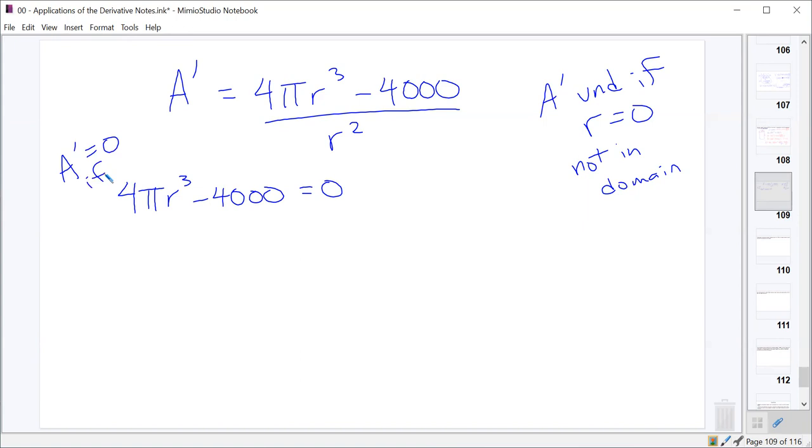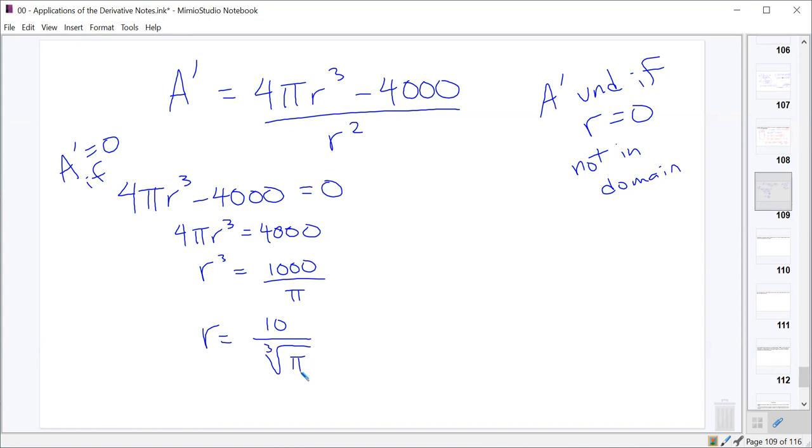We can just solve that for r. First off, we'll add the 4,000. 4 pi r cubed equals 4,000. Divide by 4 and divide by pi gives us r cubed equals 1,000 over pi. And r is equal to 10 over the cube root of pi, since the cube root of 1,000 is 10.